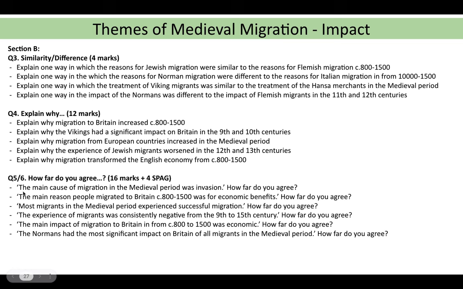So for example, the main cause of migration in the medieval period was invasion. You might disagree because you think the main reason is economic benefits, and then you might have a paragraph on invasion, a paragraph on economic benefit, and then a paragraph on another factor like avoiding conflict, or maybe even two paragraphs on economic benefit to really prove your final judgment that economics was the main reason for migration in the medieval period.